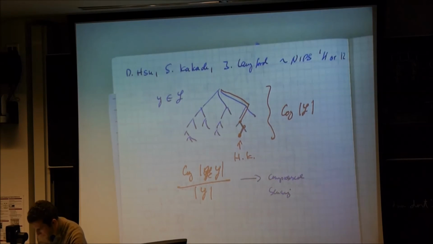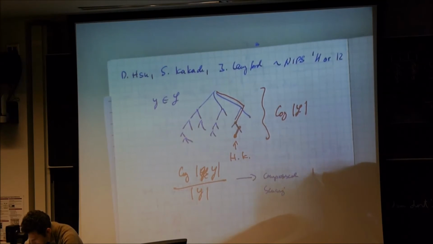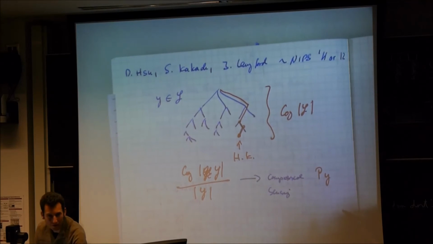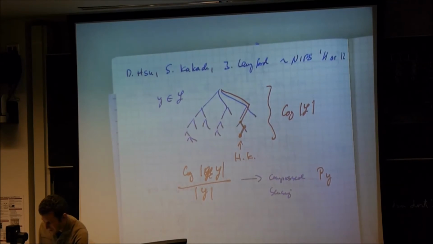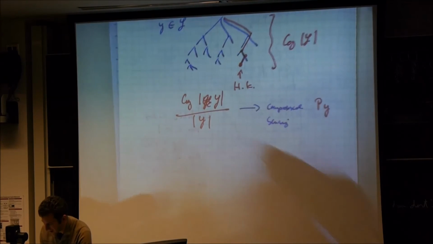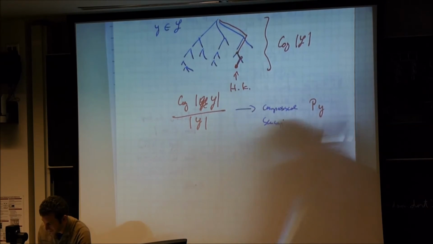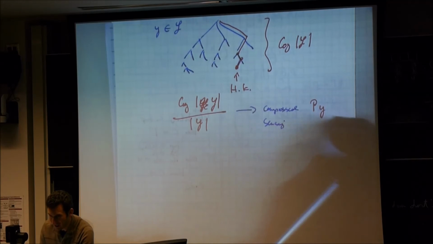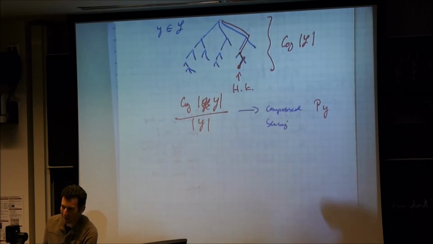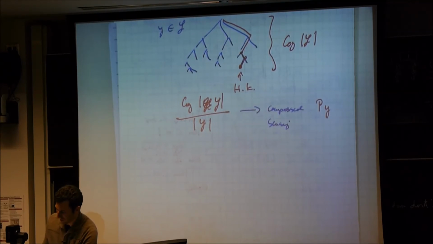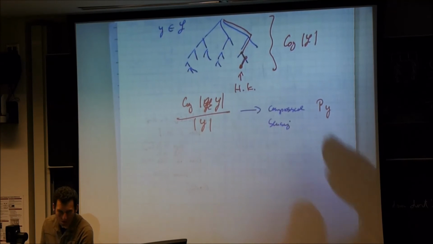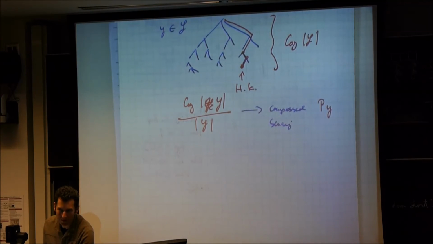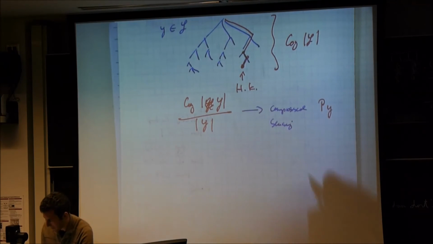So I get some Py out of it. Now we know from compressed sensing that I can reconstruct y from Py for a random design y, even under some noise, provided that the noise isn't too bad, and furthermore, provided that my projection matrix P is well behaved.